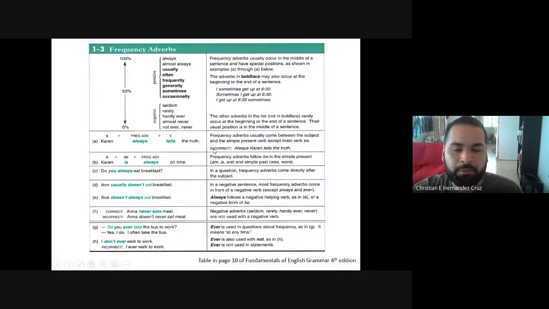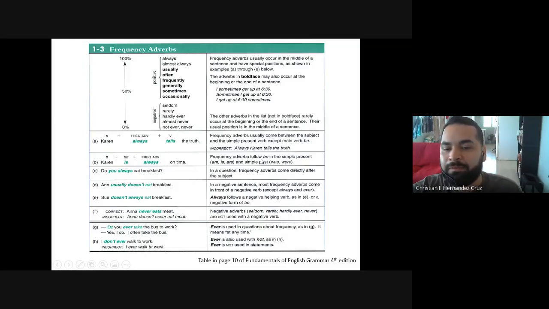If we were to change that order, then it would be an incorrect sentence, such as always, Karen tells the truth. Even in Spanish, it sounds weird. Siempre Karen dice la verdad. It sounds better to say Karen siempre dice la verdad. Okay, let's continue to example B. So we have the subject Karen, we have the be verb is, and with the frequency adverb always. And of course, on time.